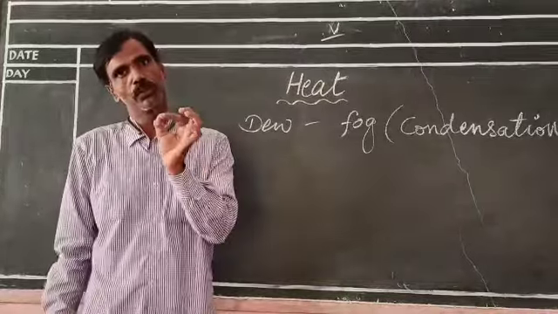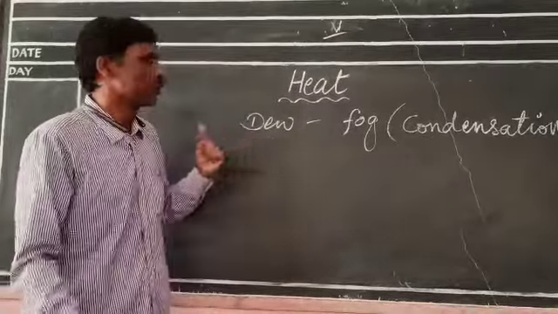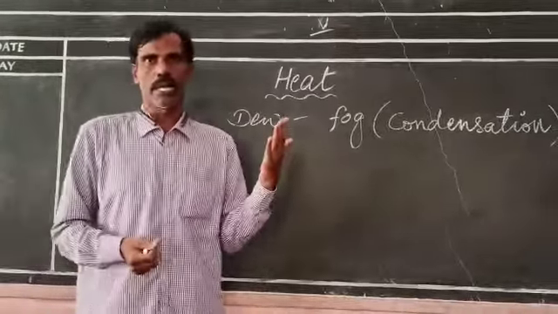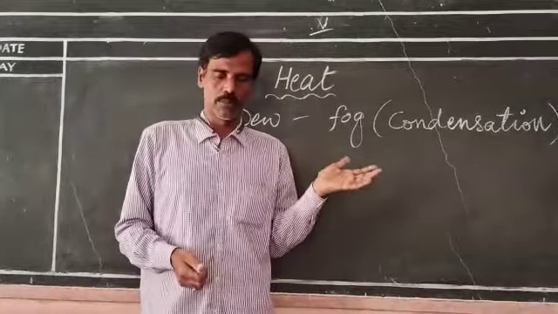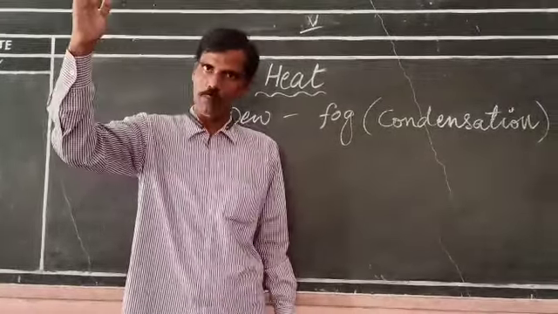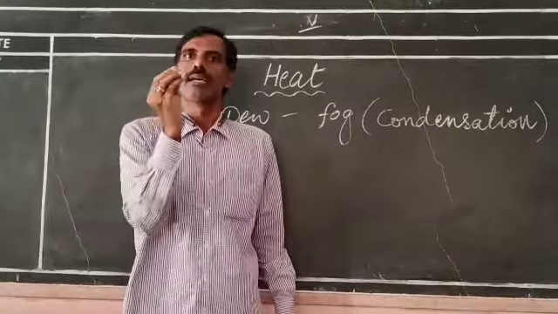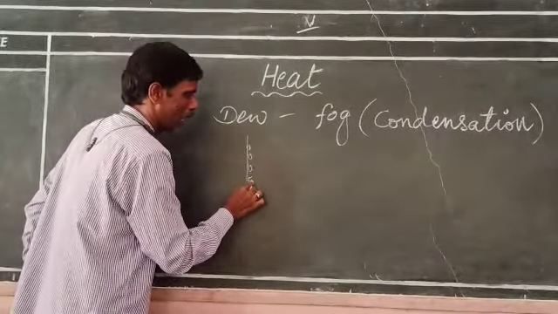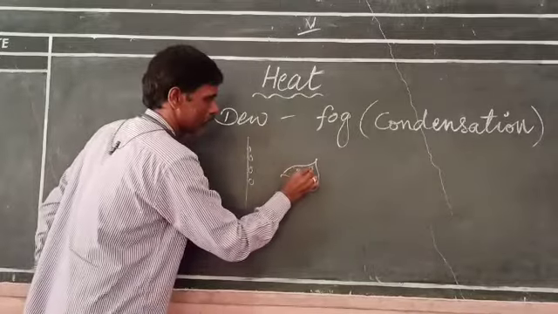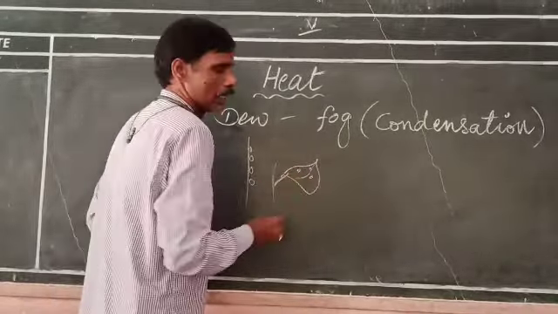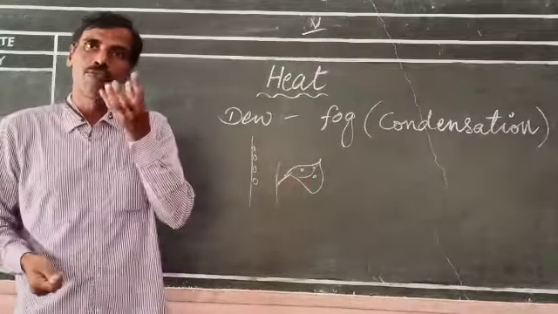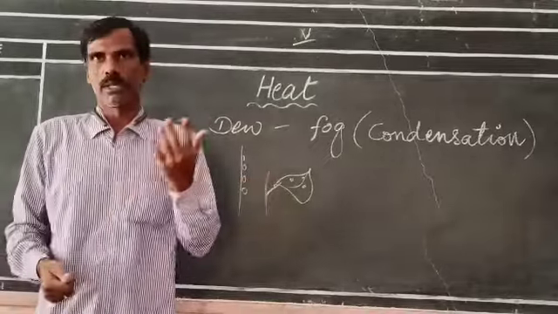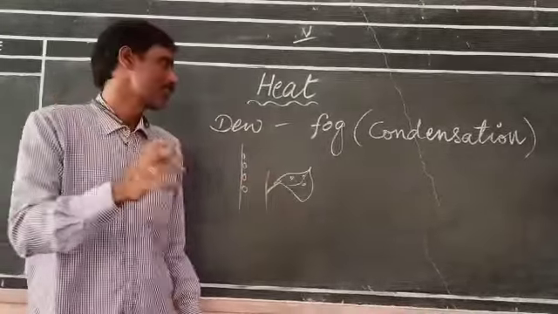But the difference between dew and fog is, dew is formed when the water vapor present in the atmosphere comes in contact with a surface which is at lower temperature, then the water vapor present in the air condenses and forms drops on window panes or any leaf. These water droplets formed on window panes as well as on leaves in winter season are known as dew.